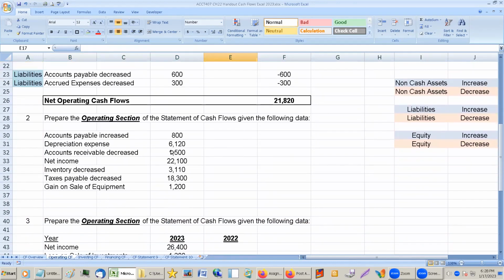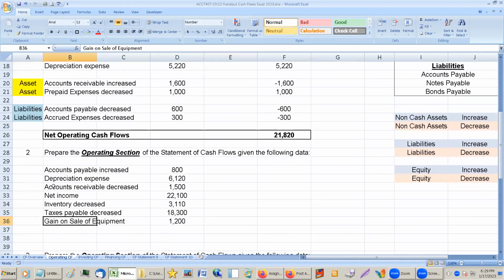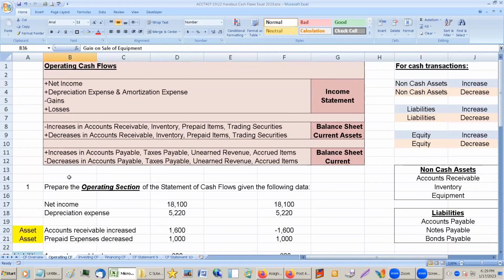Okay, see if you can figure this one out down here. Now they're kind of jumbled up. We do have a new one here. Gain on sale of equipment. What do we do with a gain?